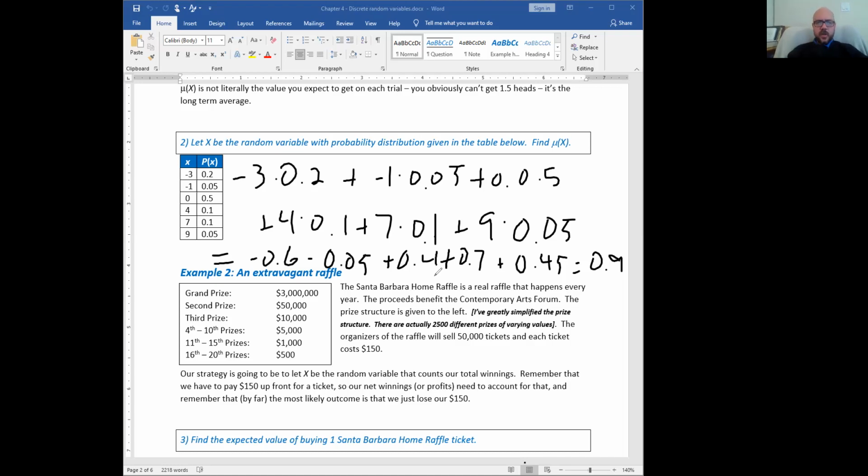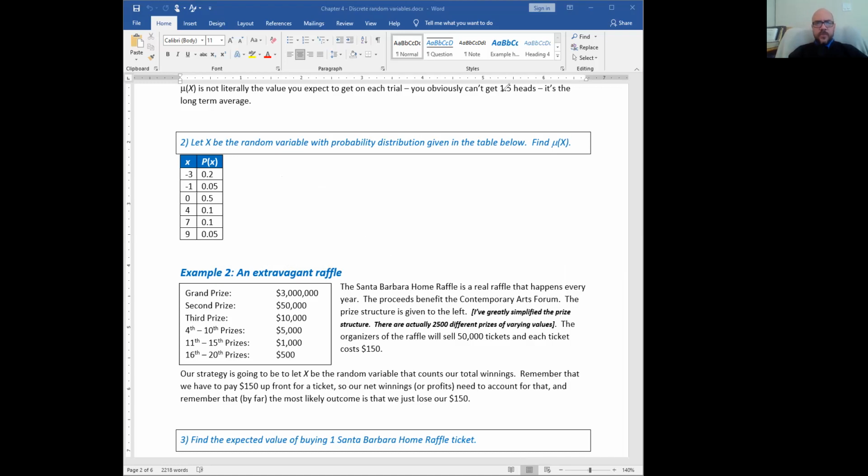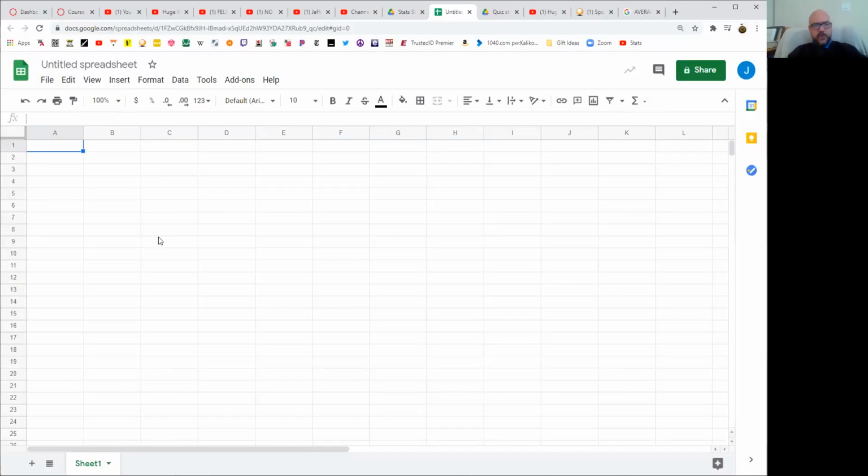Let's find out. So I'm going to go over and do this in Sheets, and then I'm going to show you how to do it in your calculator. So I'm going to solve this nonsense. All right, so let's switch over to Sheets, and we'll do this. So that was this one here. I'm going to have to put this in. So let's say this is outcome, probability.